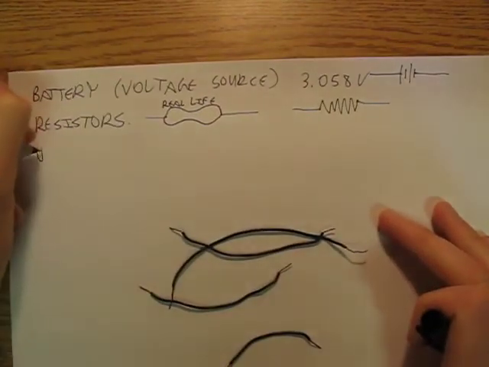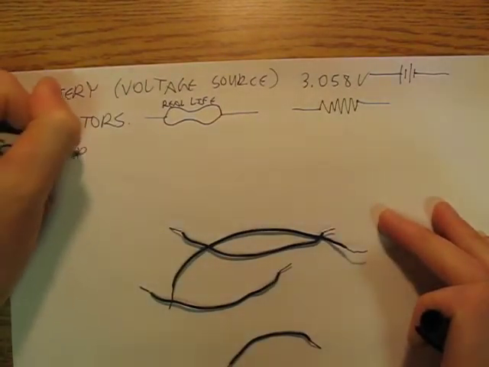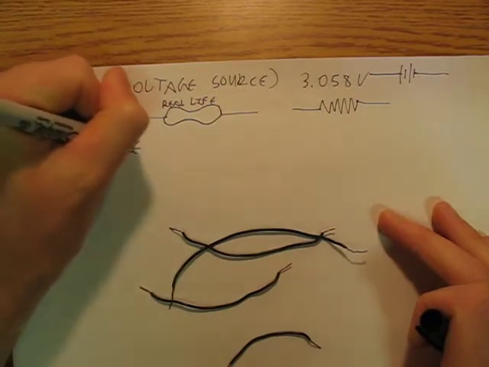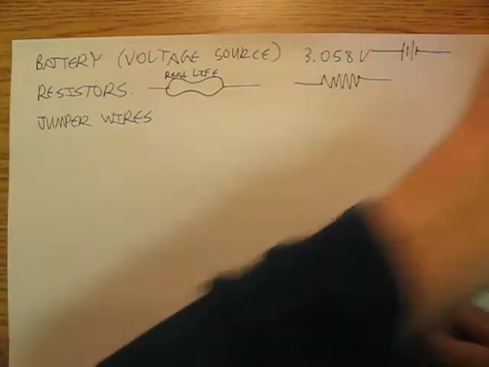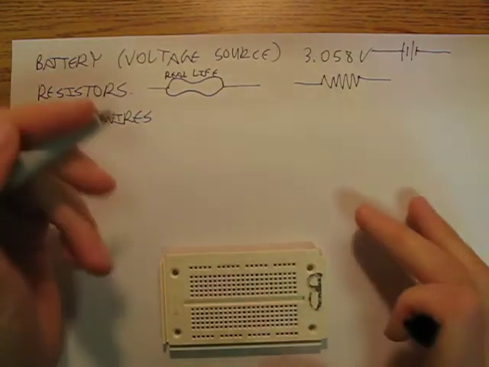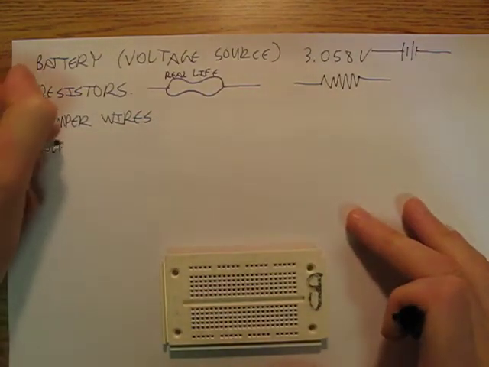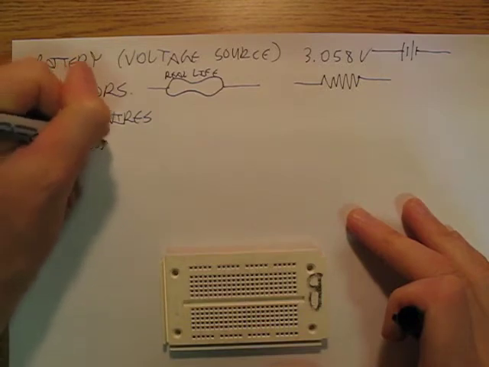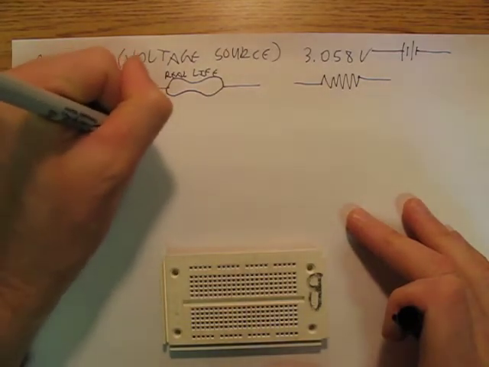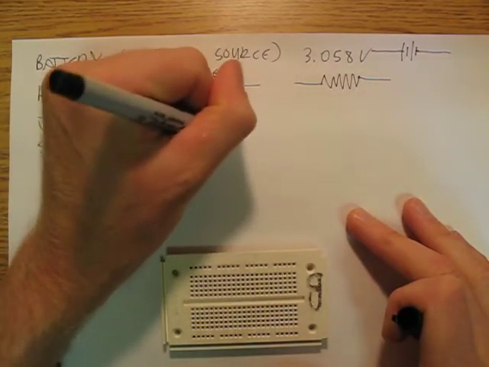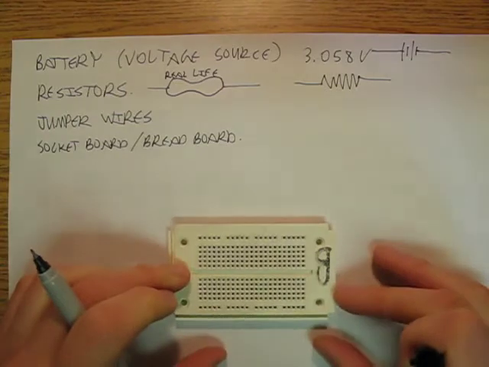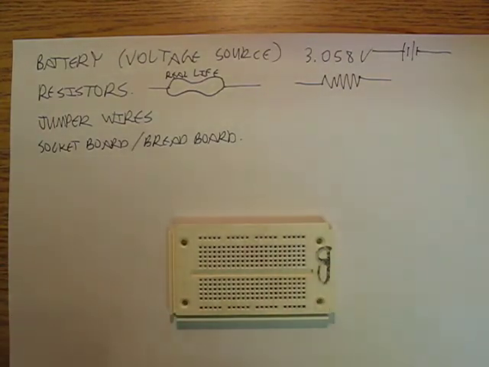Then we have wires. So we have jumper wires that are just going to let us get the electricity from one spot to another. We've got our little socket board, the breadboard, which is going to let us hook things up, and I might come back to that at the end of this video. Actually, I think I'll talk about it right now.